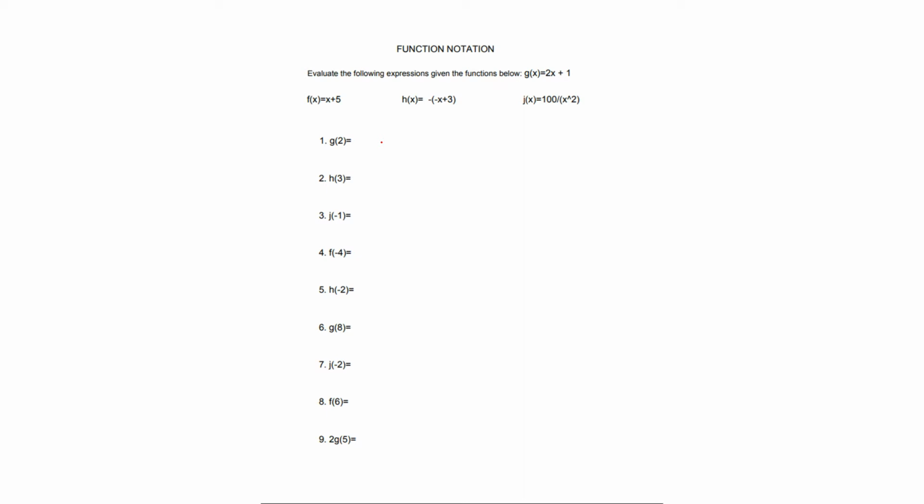For this first part, they want you to evaluate the following expressions given the functions below. So number one, it's g of 2. This is just g of x when x is equal to 2. To solve this, just plug in 2 for x. So this would be 2 times 2 plus 1. You're just substituting 2 into x. So 2 times 2 is 4. So 4 plus 1 is 5. So 5 is your answer for number 1.